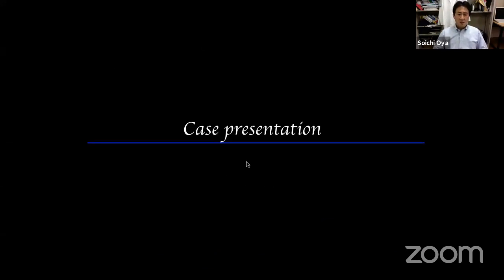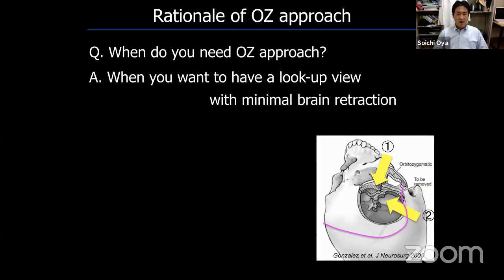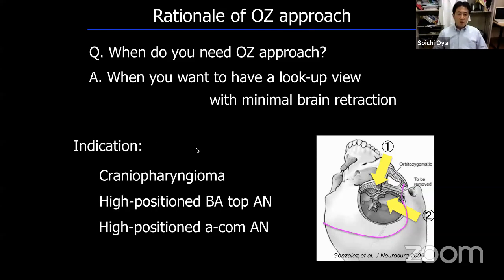Before I start the case presentation, let me begin with explaining the rationale of our orbital-zygomatic approach. So the question is, when do you need the orbital-zygomatic approach? My answer is when you want to have a look-up view with minimal brain retraction. So this is the orbital-zygomatic direction. The indications include craniopharyngiomas or high-positioned basilar top aneurysms or high-positioned ACOM aneurysms from a trigonal approach.